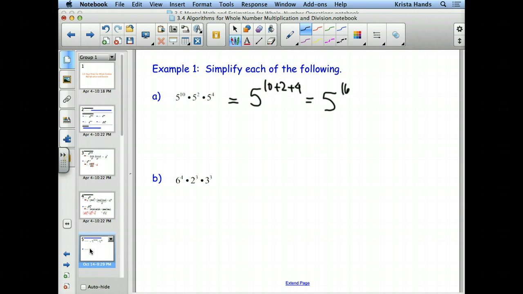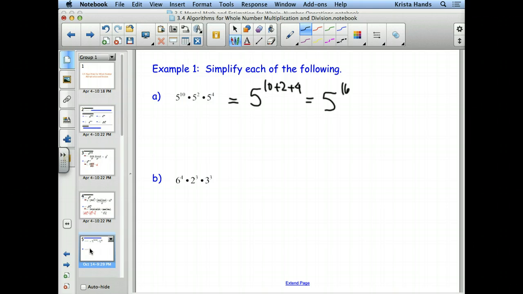B is different. What's wrong with B, or what's different about B? Bases are not the same, are they? And there's a couple of things you could do. There's 2 distinctly different ways to approach this. So somebody give me a suggestion of what you think you would try to do if you were working with this problem.